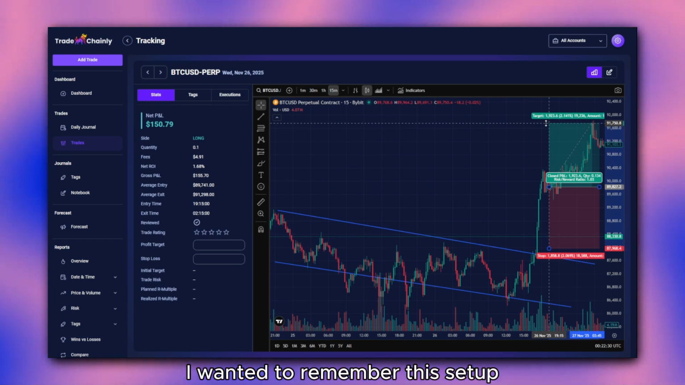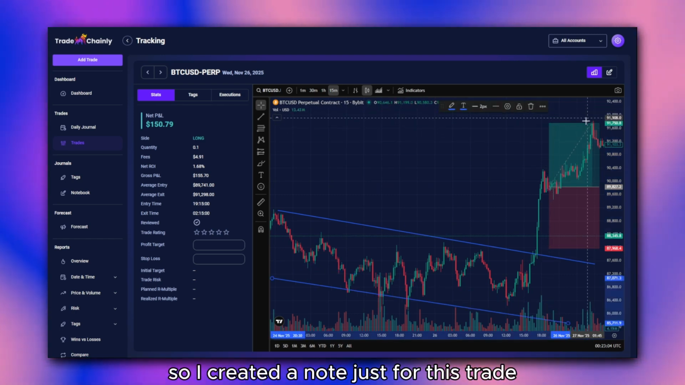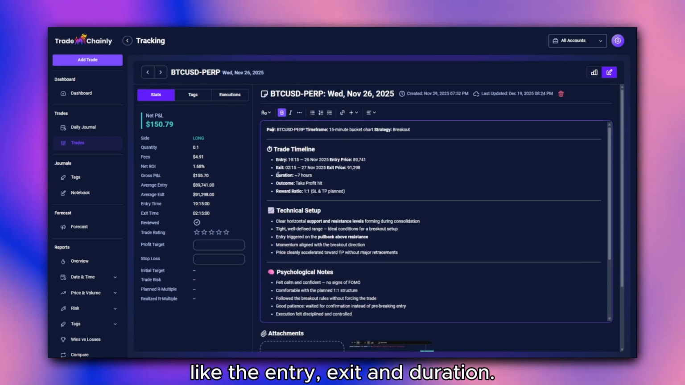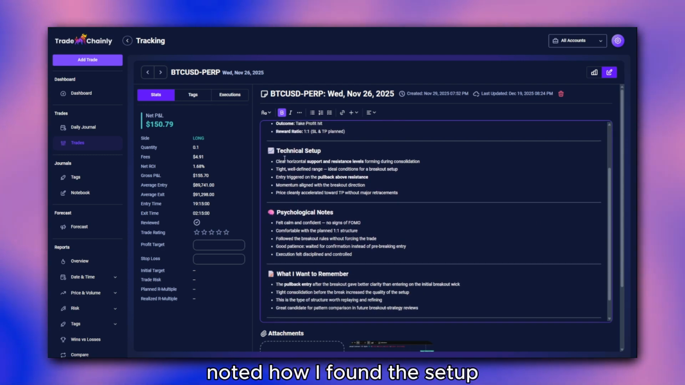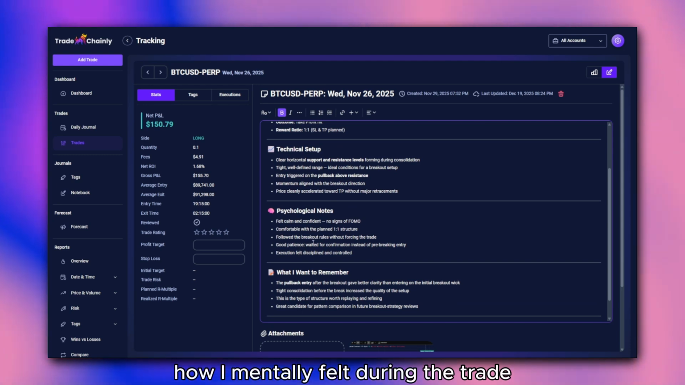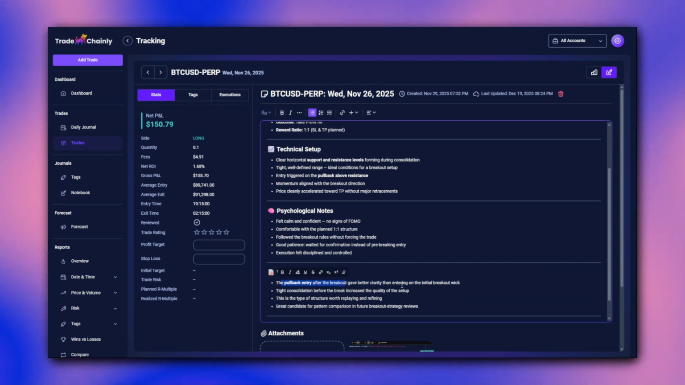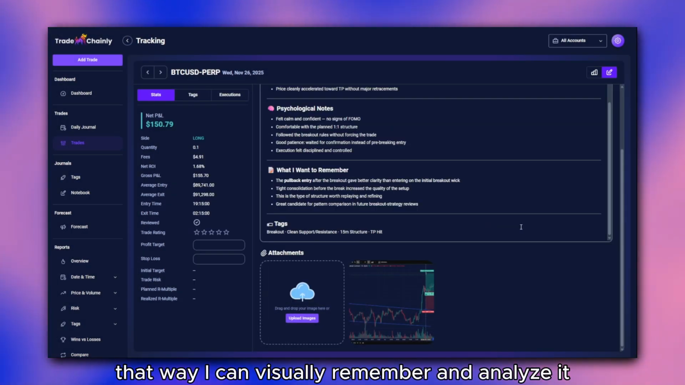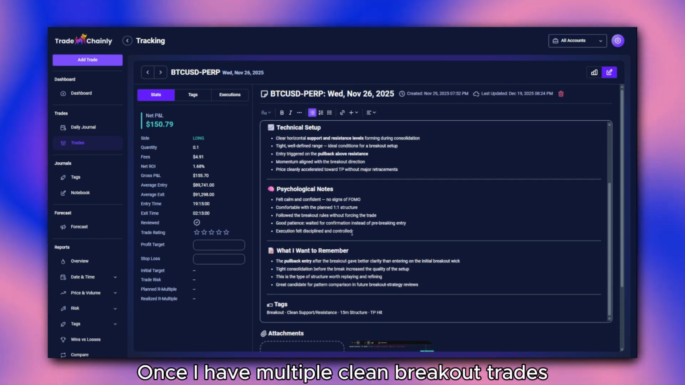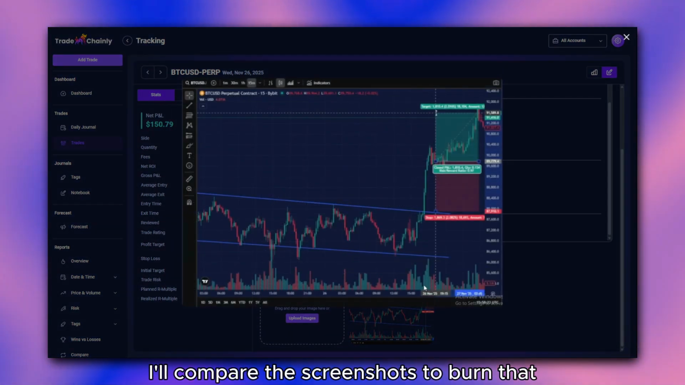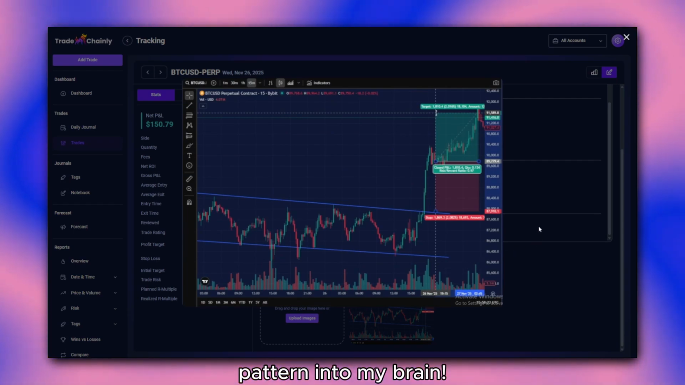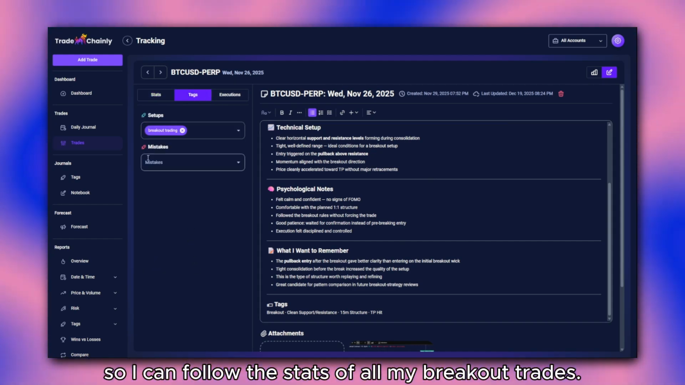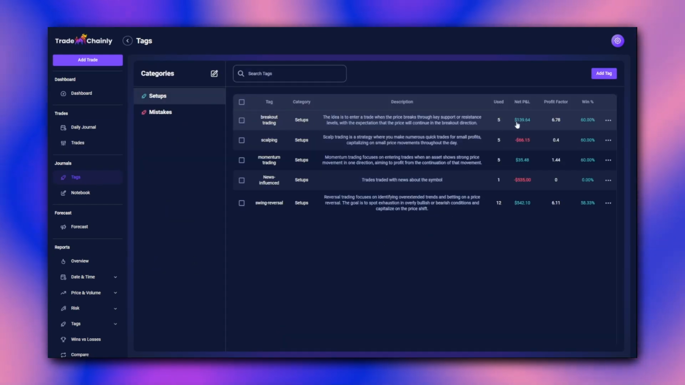I wanted to remember this setup, so I created a note just for this trade. I wrote down the basics like the entry, exit, and duration, noted how I found the setup, how I mentally felt during the trade, and what I want to remember from this one. Most importantly, I saved screenshots of the setup. That way, I can visually remember and analyze it. Once I have multiple clean breakout trades, I'll compare the screenshots to burn that pattern into my brain. I tagged this trade as a breakout, so I can follow the stats of all my breakout trades.